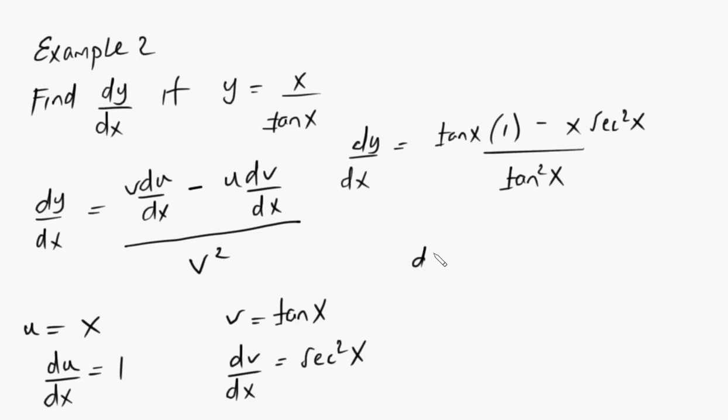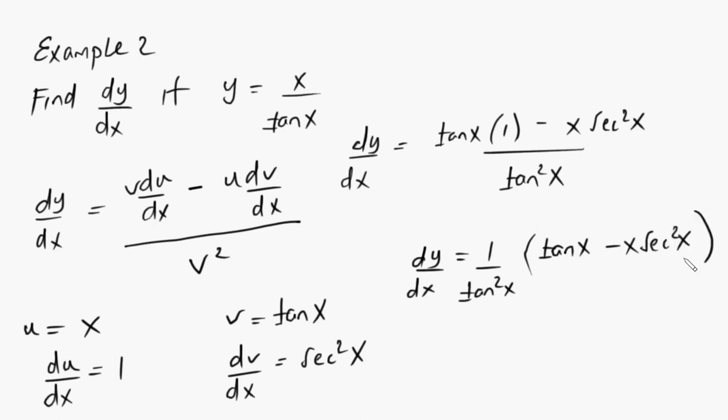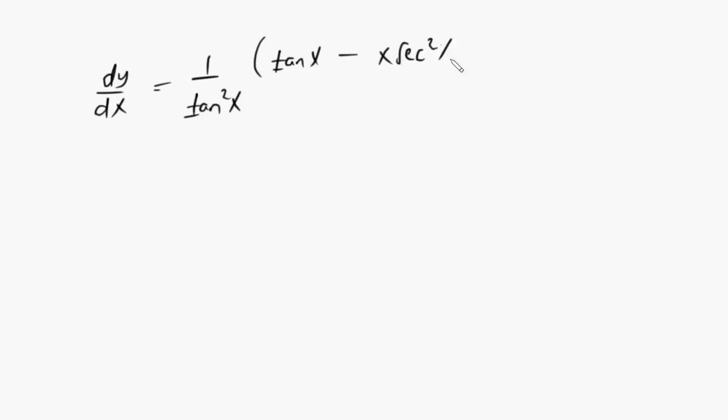So my dy/dx is equal to, let me take out just this one, okay? Like this. And then here we have tan x minus x sec squared x. Can I simplify further? Yes. How? Let's see how I can simplify this one further. So I have reached here. I have said that dy/dx is equal to 1 over tan squared x, and here I have tan x minus x sec squared x.